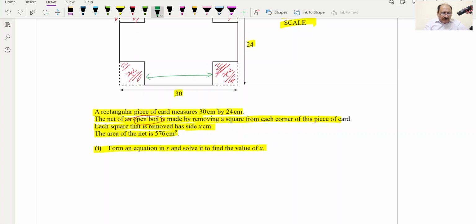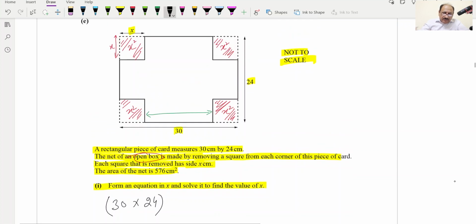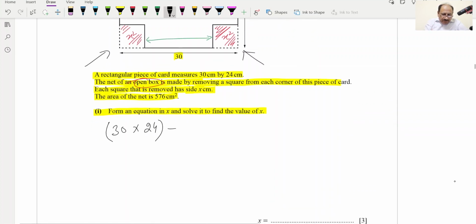So how we'll write the equation? This will be 30 multiplied by 25, one side multiplied by the other side, which is the area, and the removed area, which are these 4 square pieces which are removed, are 4x square. So minus 4x square will be equal to this given area, which is 576, and from this equation we can find the value of x.